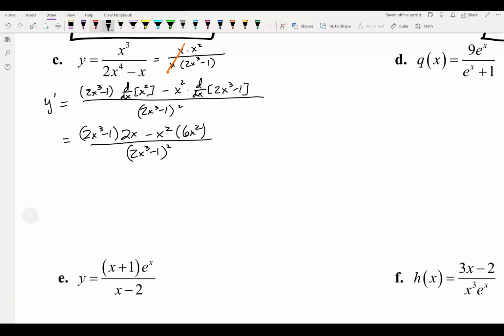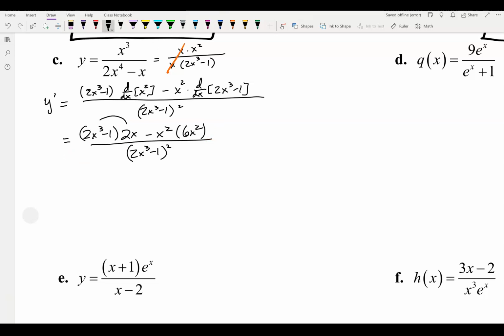Resist the urge. You are not allowed to cancel these. Okay? Resist it. Because this right here is a product that's involved with a term. The only way you can cancel off a 2x to the third minus 1 on top and bottom is if the whole top were being multiplied by that factor right there, and it's not. It's one of the most common algebra errors that come up in calculus.